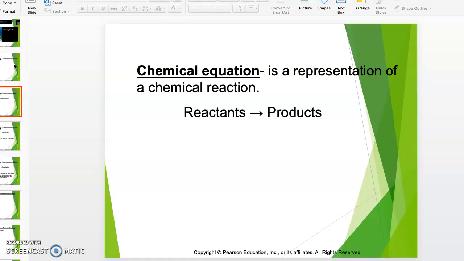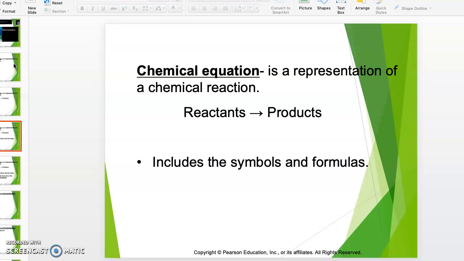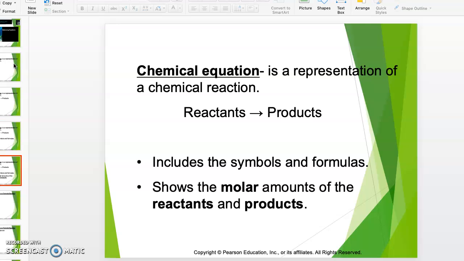Now, in a balanced equation or a chemical equation, there's going to be the reactants on the left side and products on the right side. Okay, there's going to be symbols that go along with the reactants and symbols that go along with the specific products. Okay, now what is the purpose of the chemical equation?